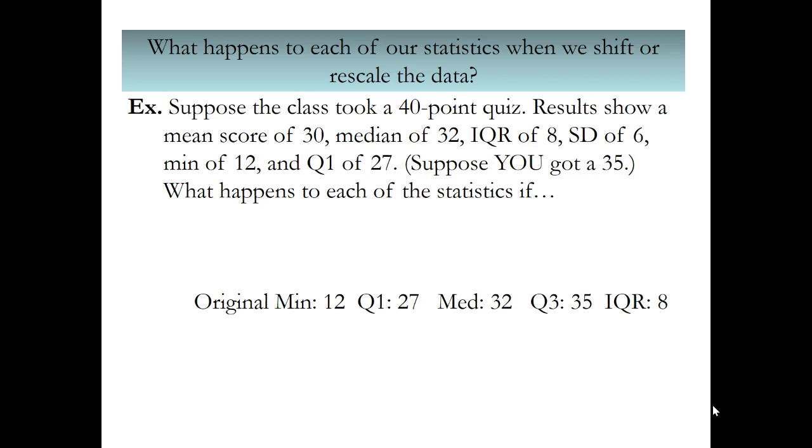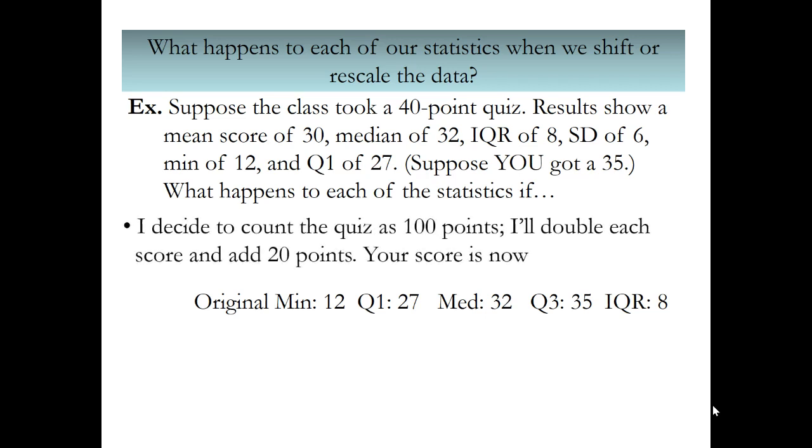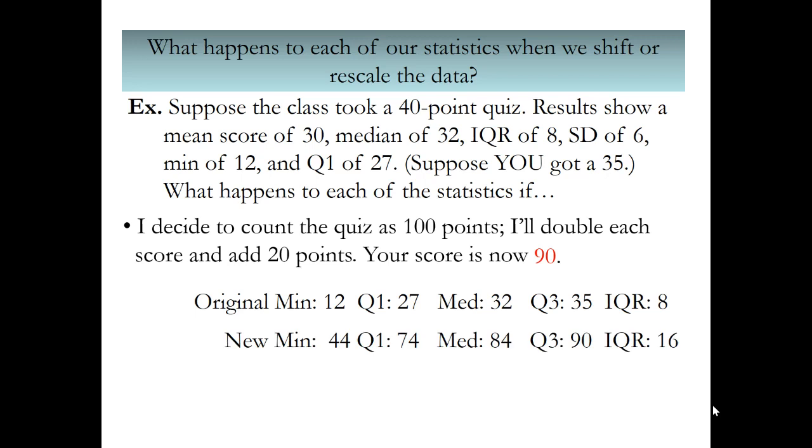So let's say we want to do one more try. This time I want to make it worth 100 points for the quiz. So I double everyone's score and then add 20 points. Your score went from 35 up to a 90. And my number summary, well, my minimum turned to 44, Q1 to 74, median to 84, Q3 to 90. My IQR is 16. So my IQR did double, but I didn't add the 20 points. So multiplication affected my IQR. It also affected all of my positional data, my minimum, my quartiles, my median. That's all been affected. But IQR was not affected by the addition, even though that changed all the individual scores.